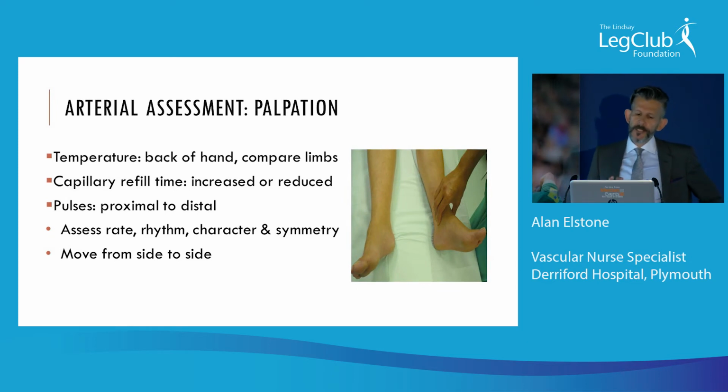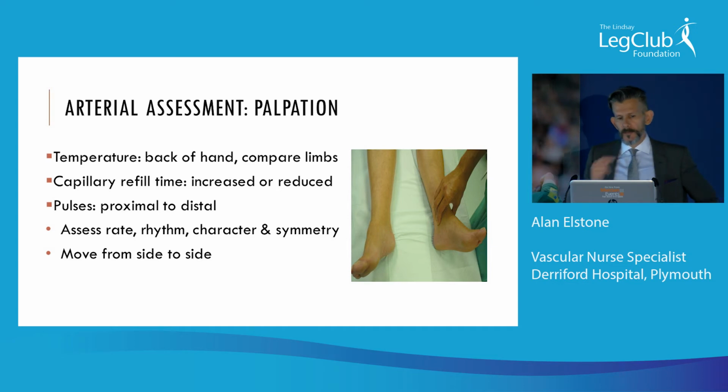Moving on to palpation, we're going to assess the temperature of both limbs, ideally to do that at the back of one hand, and then work from proximally to distally, comparing the limbs. Is there a difference in temperature? Is there a difference in capillary refill time? Is it increased? Which could indicate the presence of peripheral arterial disease.